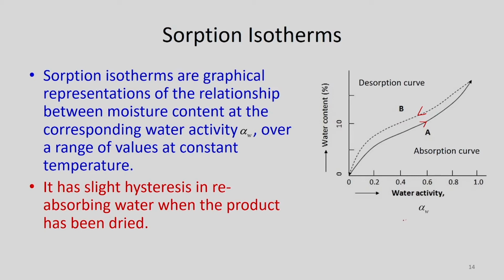In the horizontal axis it shows water activity, and in the vertical axis it shows water content. What it shows primarily is slight hysteresis in reabsorbing water when the product has been dried. So, this is how we get different sorption curves.